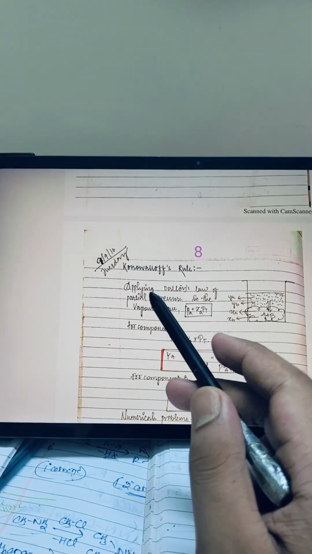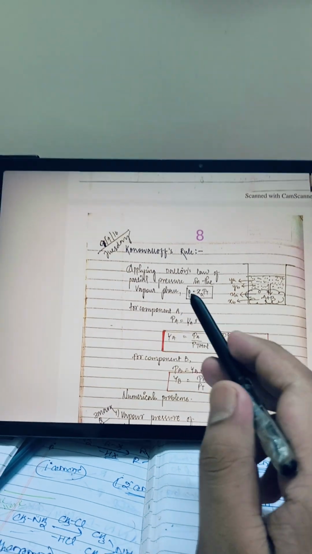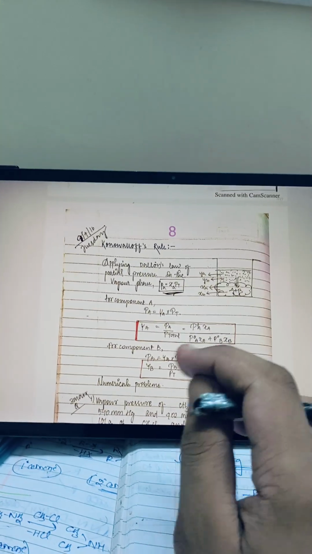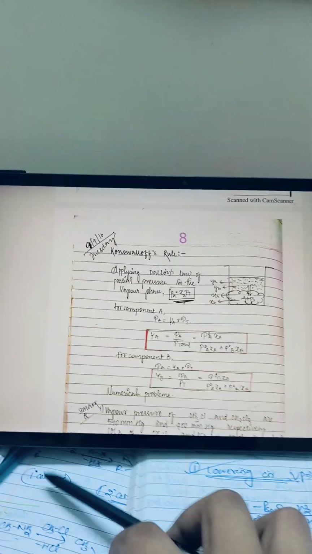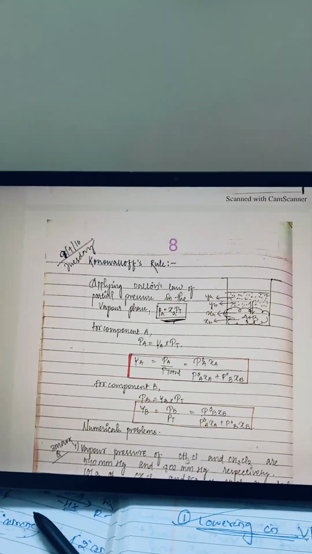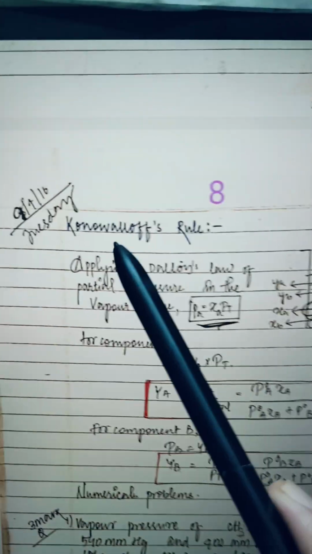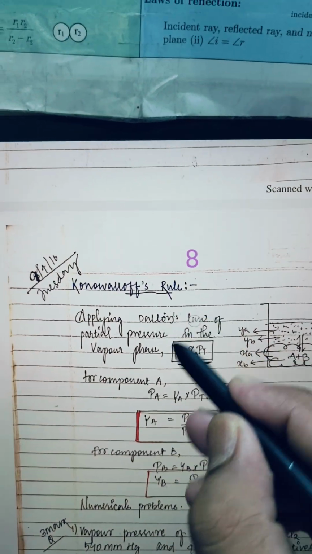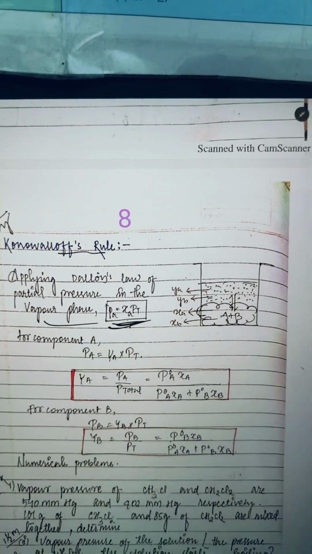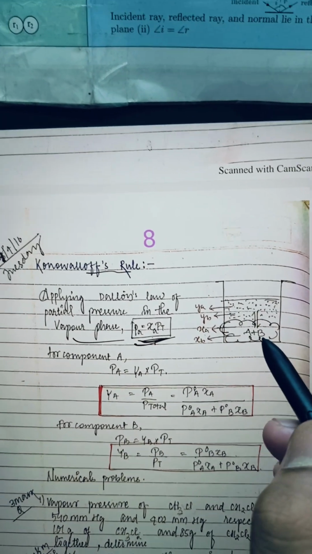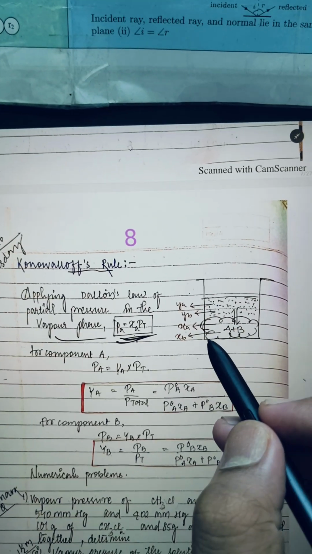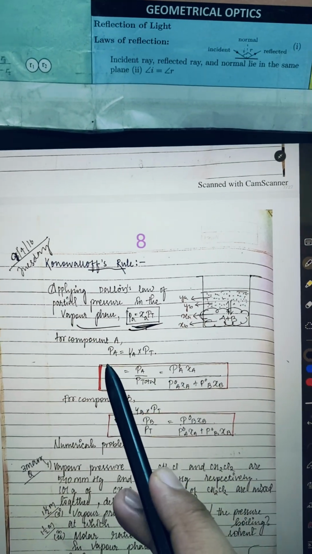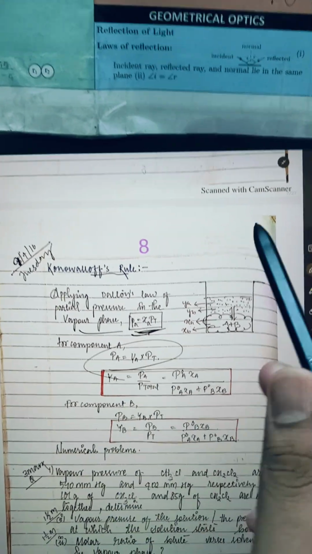Konowalow's rule: applying Dalton's law of partial pressure in the vapor phase, PA is equal to chi A into PT. Now chi A and chi B are in the liquid phase and y A and y B in the vapor phase. For compound A, PA is equal to y A into PT.